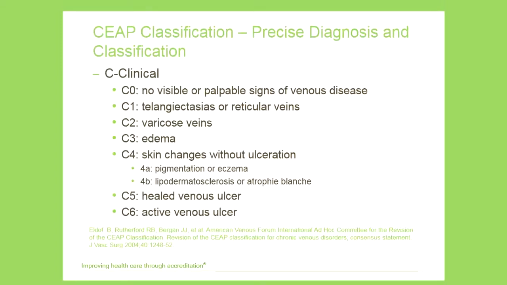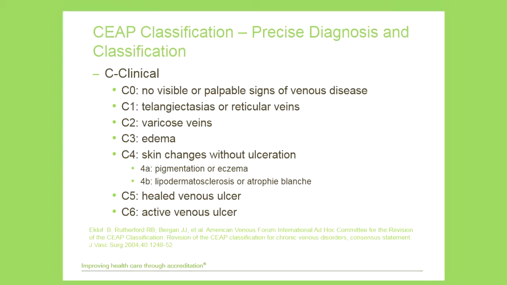Also recognize the CEAP classification, which is an acronym for clinical, which is C, etiology, anatomy, and pathophysiology. This was designed by the American Venous Forum, a group of experts who really wanted to talk the same language. So when they called somebody a C2 patient, they knew they were dealing with varicose veins. It was a really specific way to describe a patient.